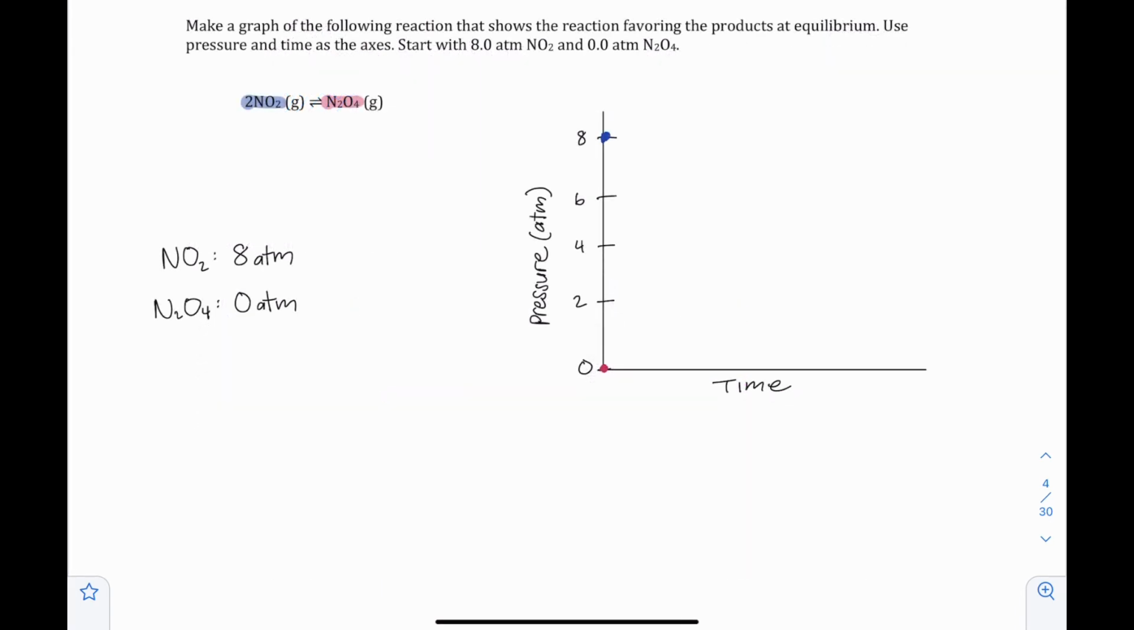Now let's make our own equilibrium graph. This problem says to make a graph that shows the reaction favors the products at equilibrium. Use pressure for the concentration of your gases versus time for the axes, and start with 8 atmospheres of NO2 and 0 atmospheres for N2O4.